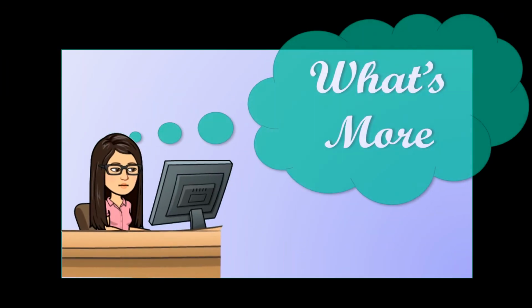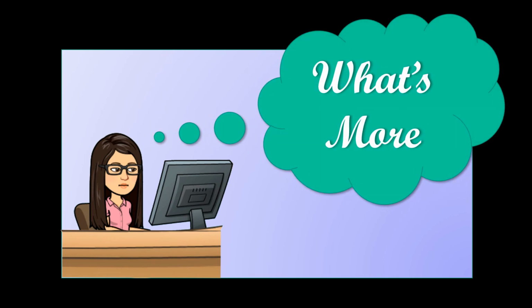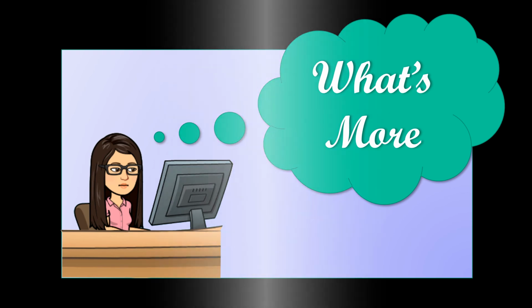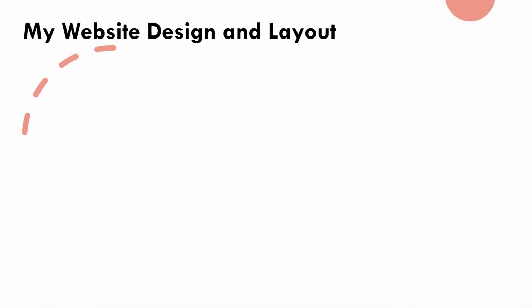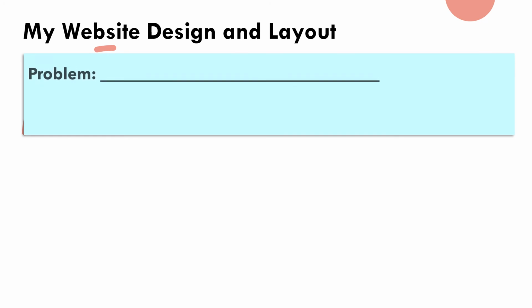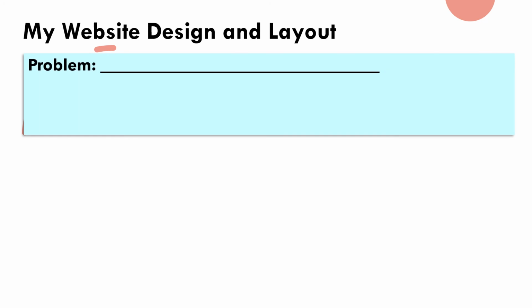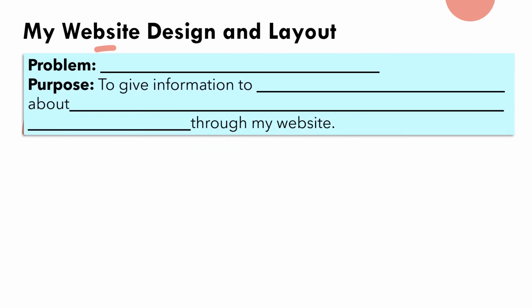Now that you know the steps in developing a website and you have already gathered data about a specific problem assigned to you in our previous lesson, it is time for you to apply what you have learned today. In this activity named My Website Design and Layout, what will you do? First, write the problem that is already assigned to you. Second, how can you help to solve the problem? To answer this, write your purpose by filling up the missing words in the purpose field.